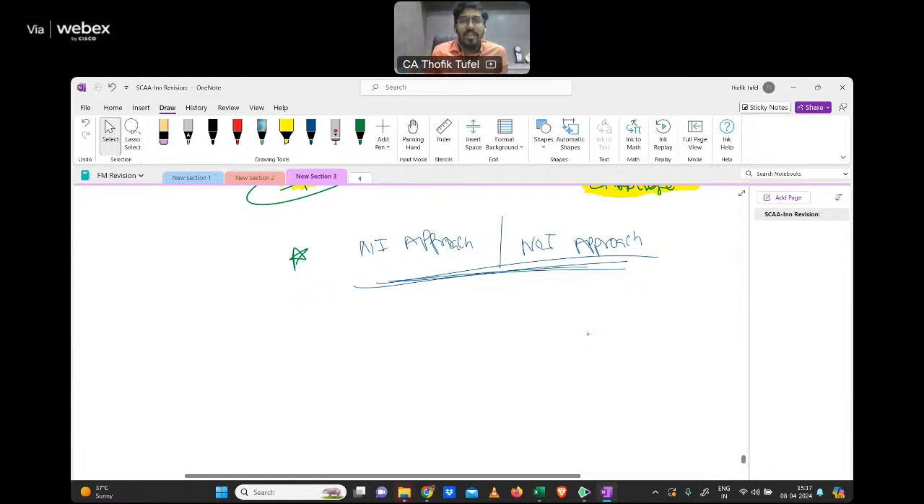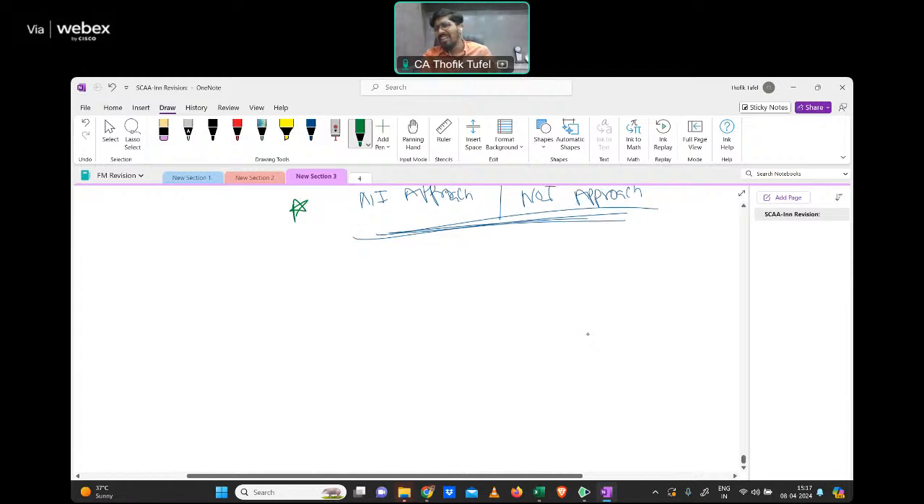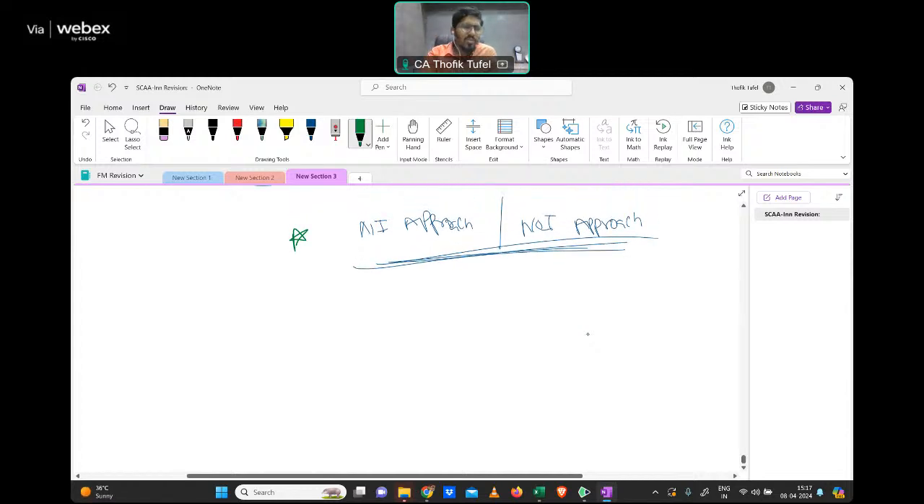Now, the net income approach and net operating income approach are very simple. I'm not going to go very in depth, because making you understand this would take me at least 1 to 2 hours. But I'll give you a structural discussion about what the net income and net operating income approaches are.